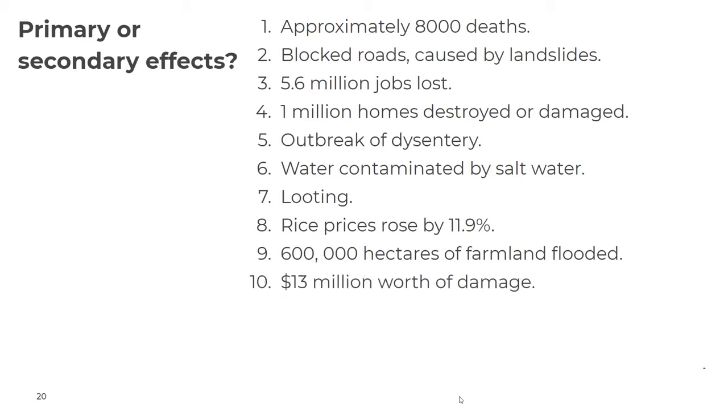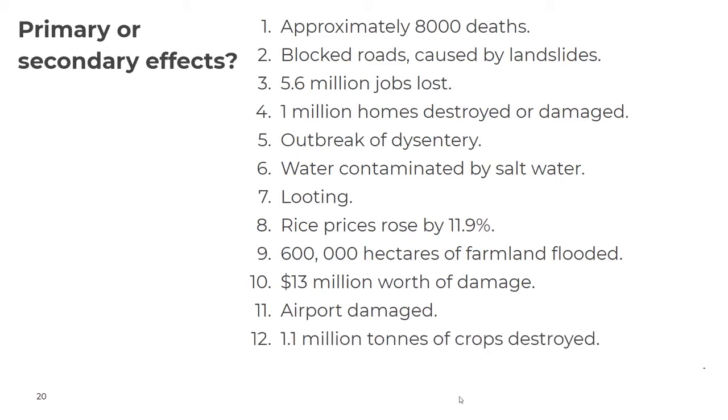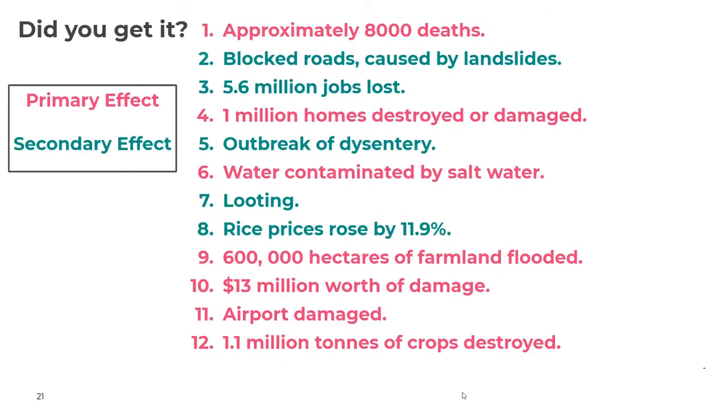Number 10. $13 million worth of damage. Primary or secondary? Number 11. Airport damaged. Primary or secondary? And lastly, number 12. 1.1 million tonnes of crops destroyed. Primary or secondary? So if you would like some more time to make your decisions, please pause the video at this point and then resume the video when you are ready to get started.